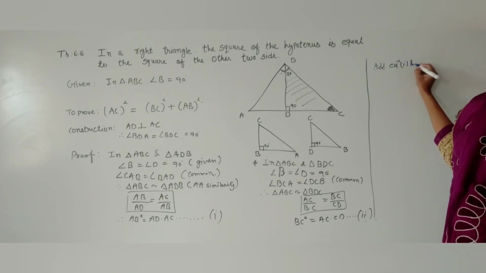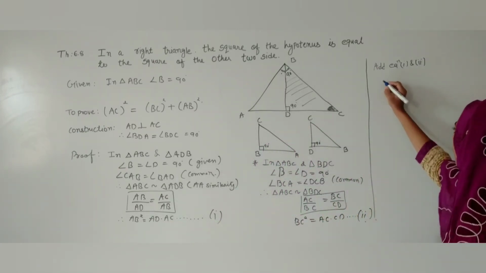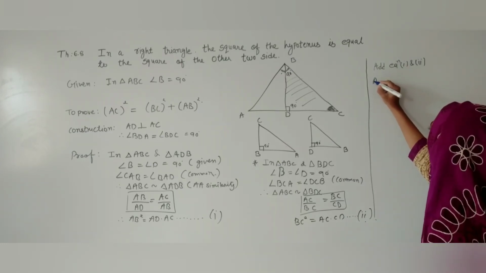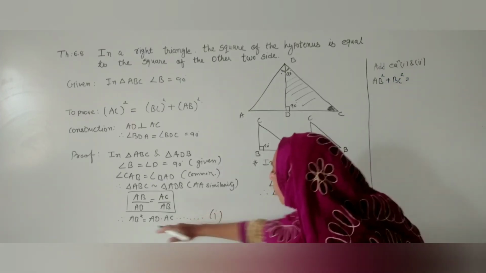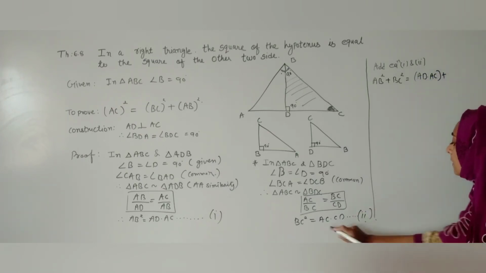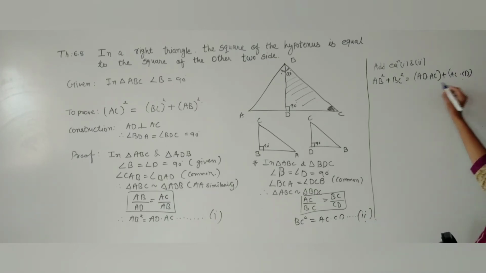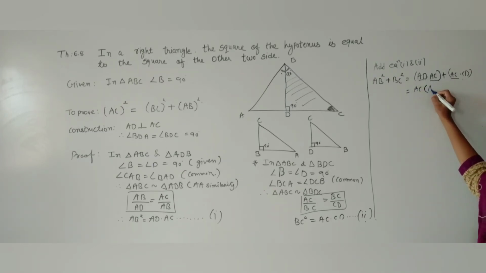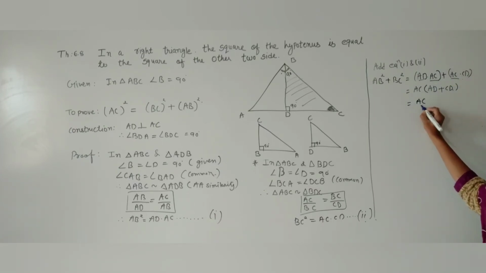equations 1 and 2. If we are adding 1 and 2, what are we getting on the left hand side and on the right side? On the left side I am getting AB square plus BC square, and that will be equal to AD into AC plus AC into CD. These are the two terms. From that, if we take AC common, what will remain in brackets? AD will remain, plus, and CD will remain. As I told you, we will write AC over here.